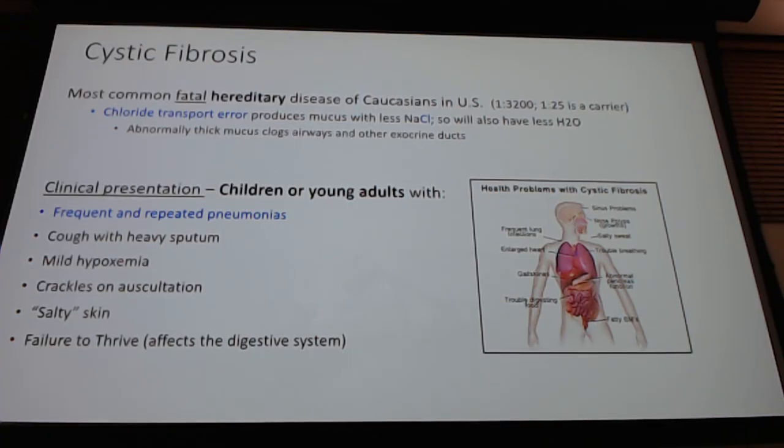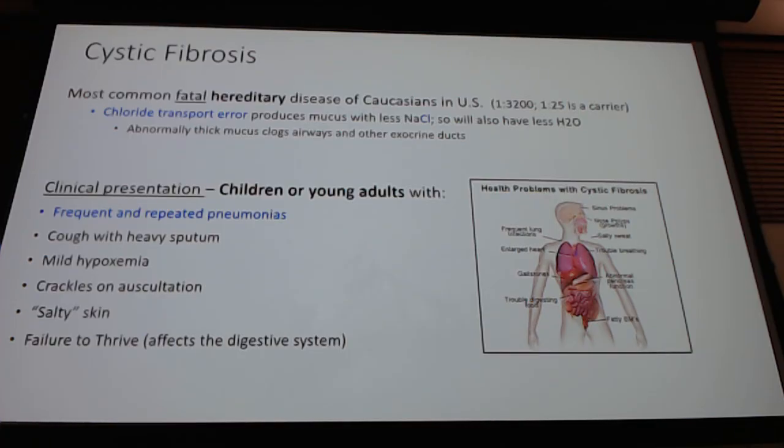So, salt, something happens with our chloride transport. The mucus has less salt, so water follows salt. So you retain less fluid in that mucus. Mucus is very, very important in the body's immune system. Mucus does a lot of things for our body in terms of immune defense.